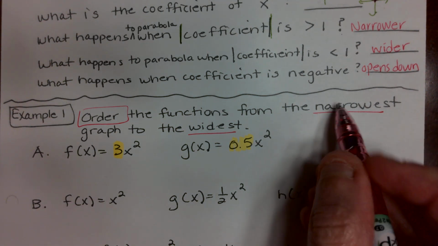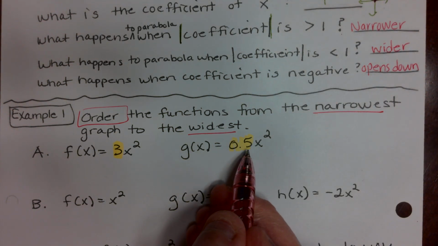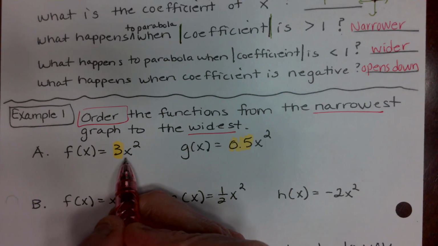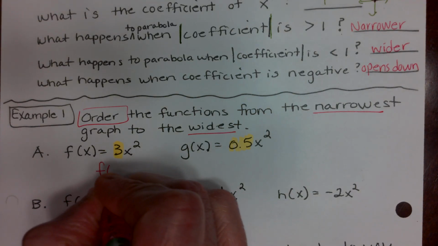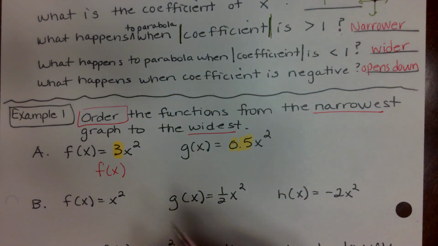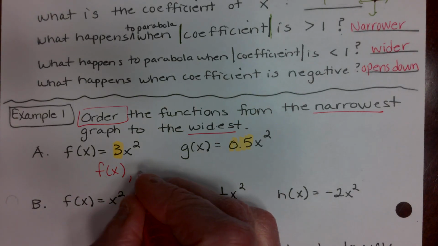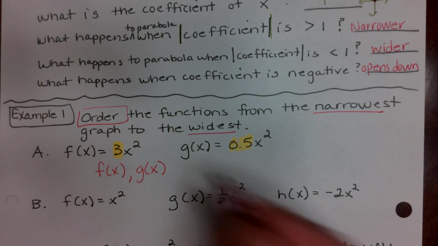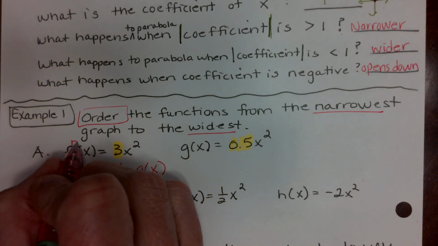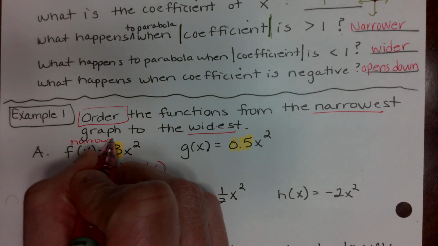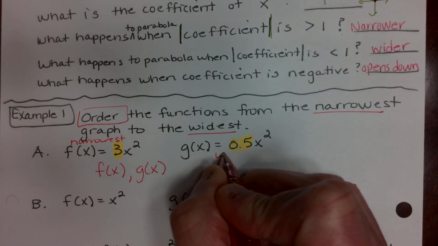So normally we'd think narrowest, okay, we're going to take the smallest. No, you're going to take the biggest. It's the opposite of what you naturally would think. So you just have to list them, and you don't have to list the whole equation. You can just put f of x, comma, and then the other one, which is g of x. So that is narrowest, and that is widest.